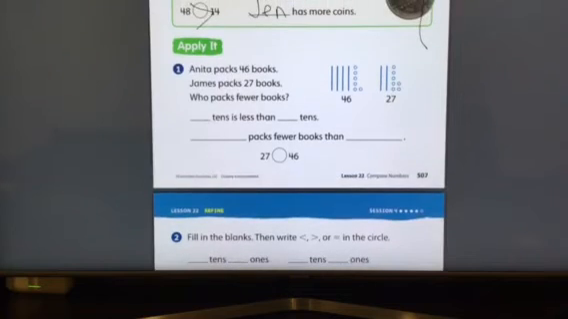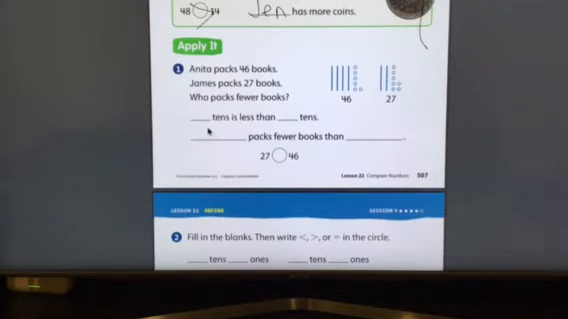Moving down to number 1. Anita packs 46 books. James packs 27 books. Who packs fewer books? Remember that the word fewer means less. So over here they drew to show you 46 and what 27 looks like. Remember, when you're comparing numbers, you first start by comparing the tens. You can see in the number 46 that there's 4 tens, and in the number 27 there's 2 tens.